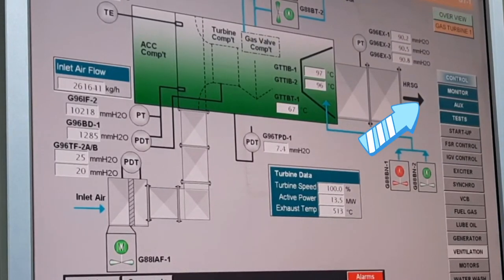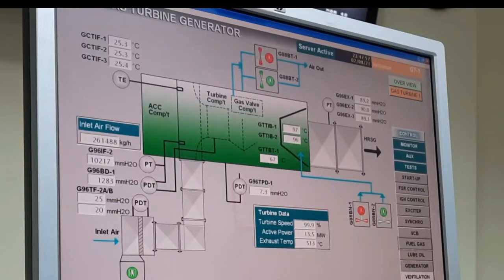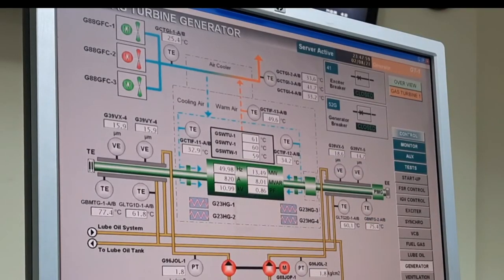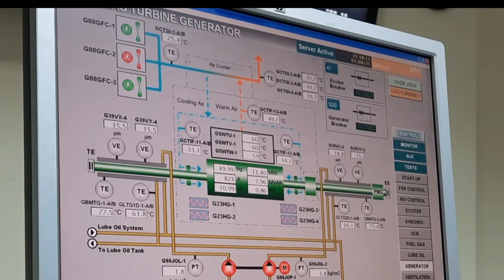But on this side there are also some trips. So if possible, I'll show you after. Because if the exhaust 550 alarm comes, the GTG will have a fire shutdown. This is the bearing fan. This is the generator cooling. We are using a generator cooling air fan. This air comes by this line and then goes out to the atmosphere. It enters at 25 degrees centigrade and comes out at 49 degrees centigrade.